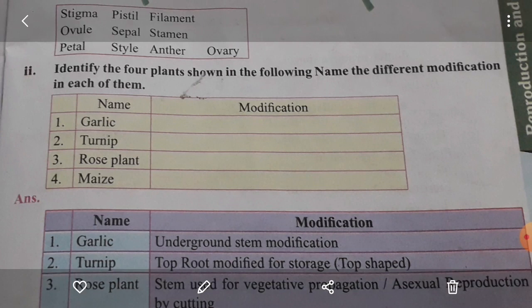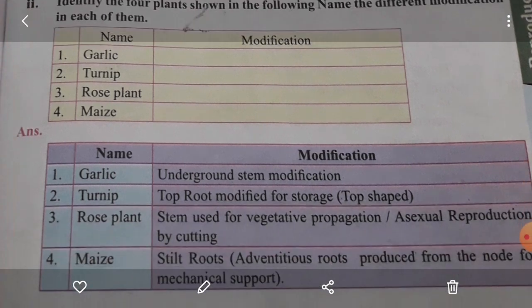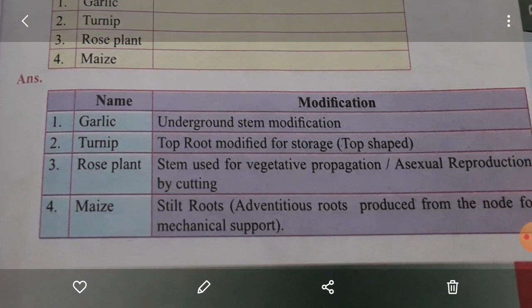Fine. And see here, Roman letter 2. Identify the 4 plants shown in the following. Name the different modification in each of them. They are giving the names and you write the modification. What are the names given? Garlic, turnip, rose plant and maize. This is your correct answer, children. Take the pencil and write the answers, children.